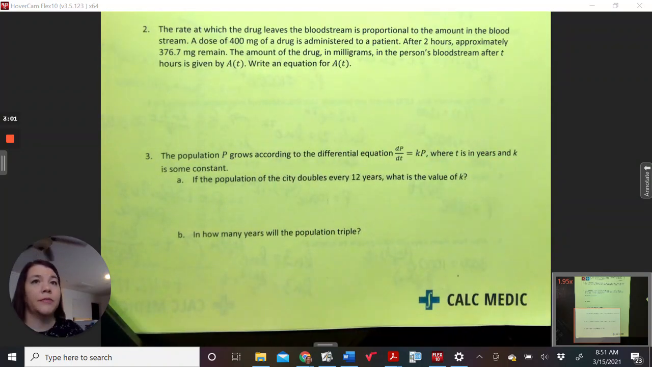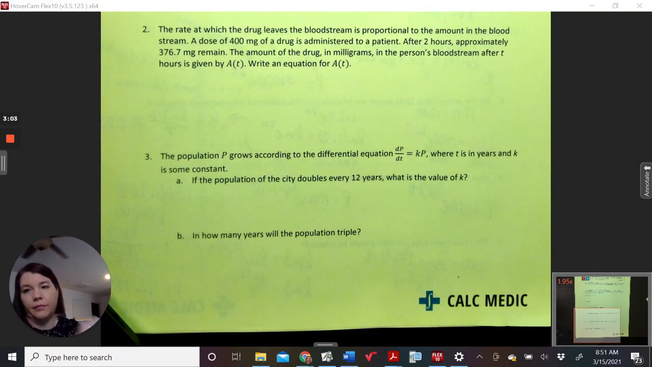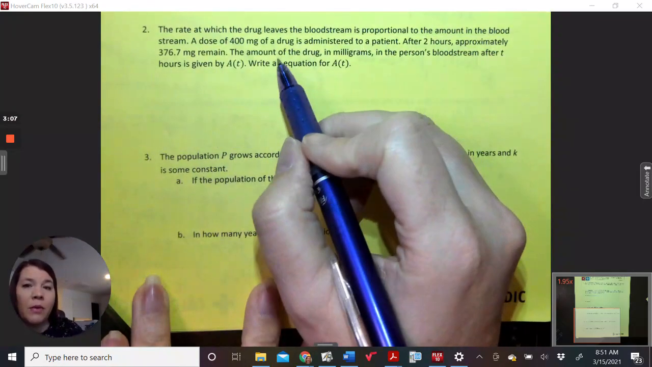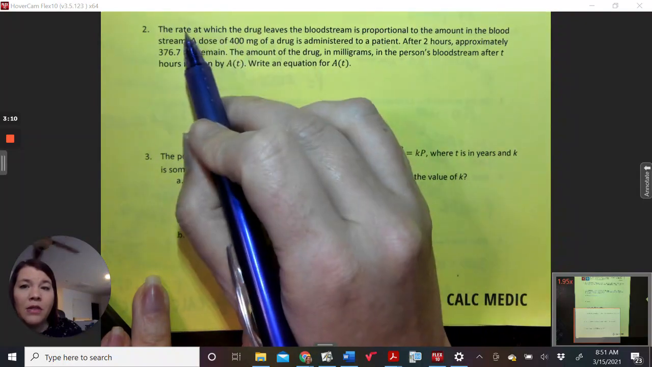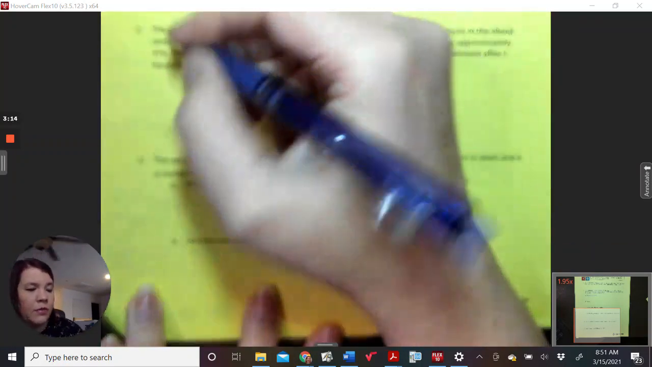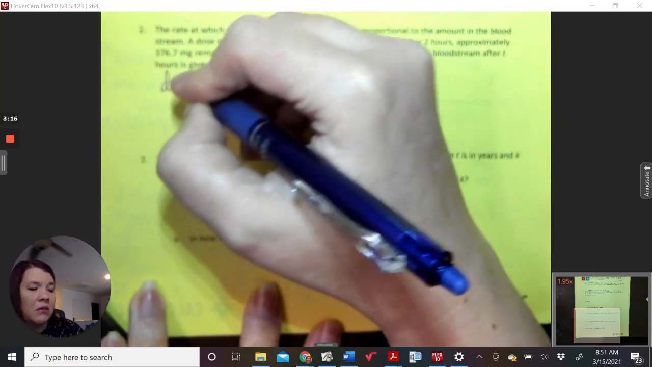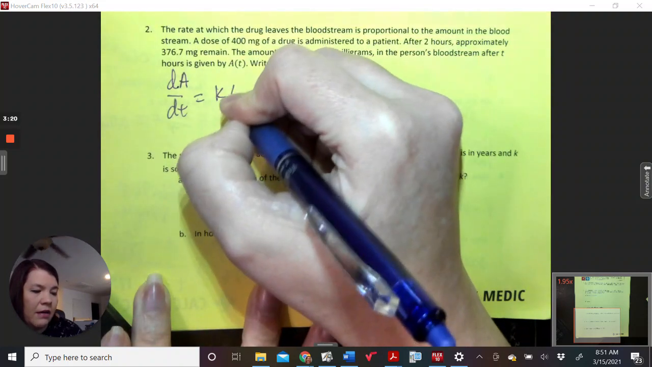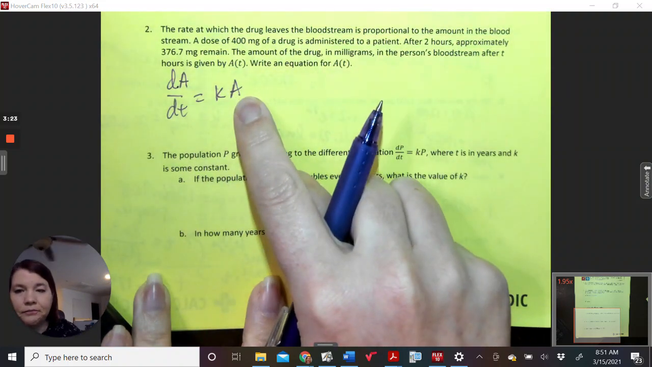So I'm going to write my equation. I'm going to start with this first part. The rate at which a drug leaves the bloodstream is proportional to the amount in the bloodstream. So therefore, with A for amount, dA/dt equals k times A. Ta-da. So my initial condition, A of 0, the amount that was taken, is 400 milligrams.